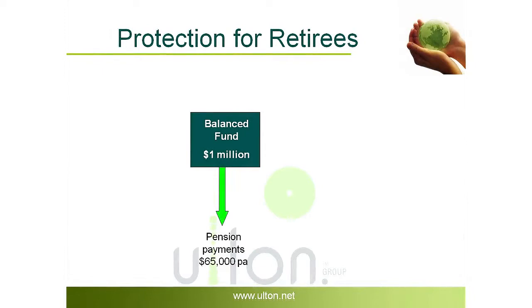Now, if you think about that previous example where the unit price is dropping, these people are doing a reverse dollar cost averaging, and every time they pay their pension payments out, they're selling units at worse and worse prices. So they are, in effect, eating their capital, and when that happens, it is very, very difficult to recover from, possibly impossible to recover from.